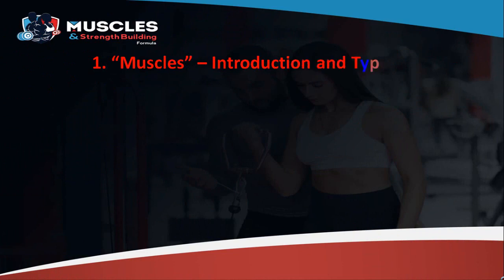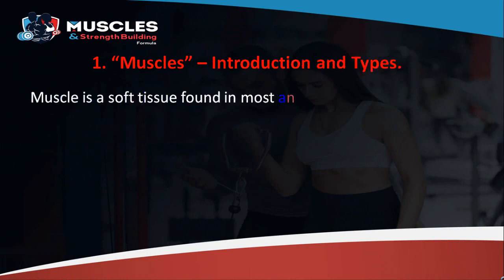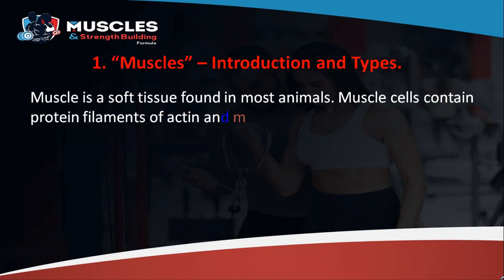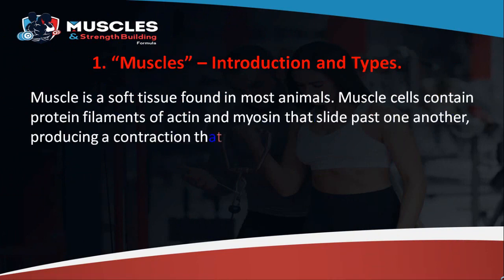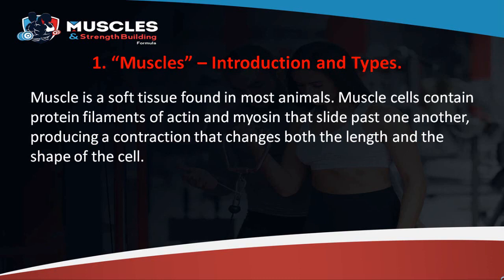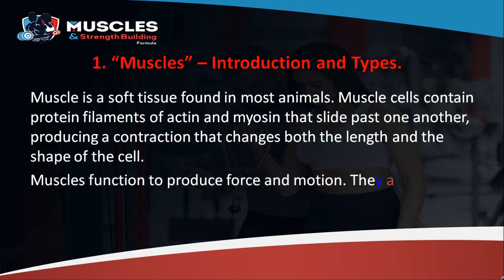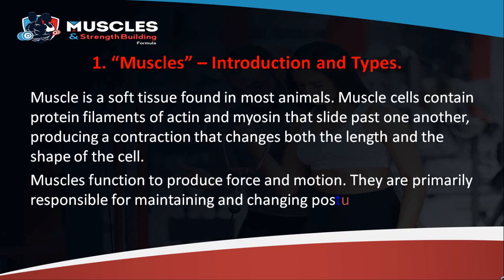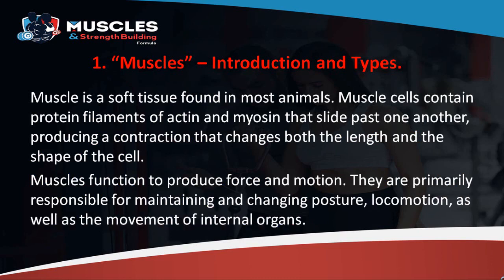Number 1, muscles. Introduction and types. Muscle is a soft tissue found in most animals. Muscle cells contain protein filaments of actin and myosin that slide past one another, producing a contraction that changes both the length and the shape of the cell. Muscles function to produce force and motion. They are primarily responsible for maintaining and changing posture, locomotion, as well as the movement of internal organs.